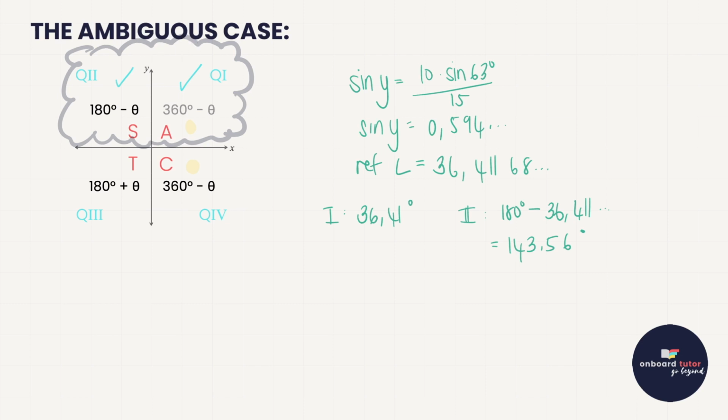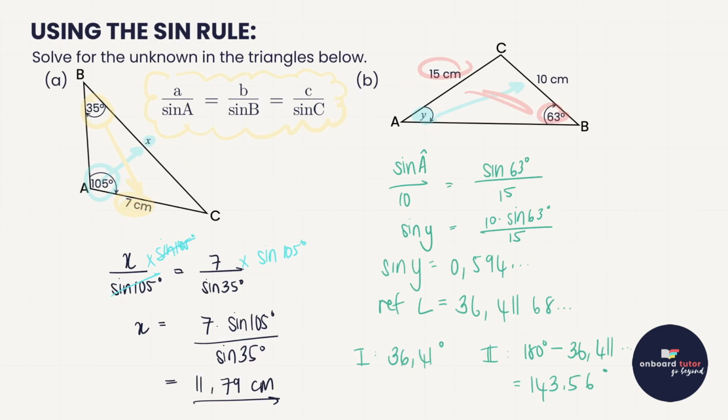But when solving the sine rule for an angle, please make sure that you apply it to quadrant 1 and quadrant 2. So bringing our calculations back, what we should know is that the biggest angle is always going to sit across from the longest side. So here we've got a side of 15 centimeters across from 63 degrees. The angle we're working with is across from 10 centimeters, so it's definitely going to be the smaller of the angles. And so therefore, y is equal to 36,41 degrees.